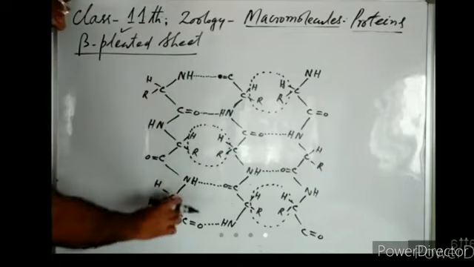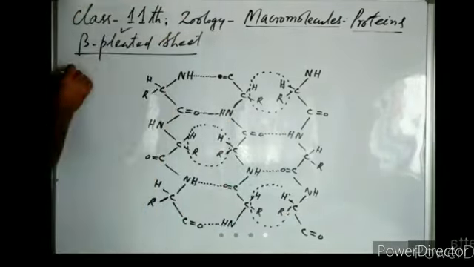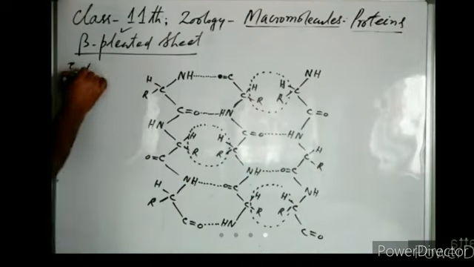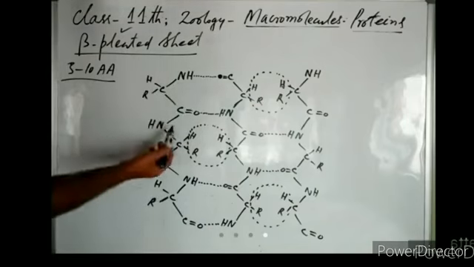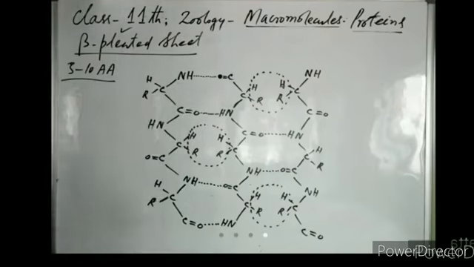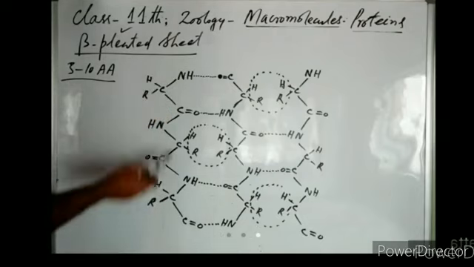This is one small peptide chain. This is another small peptide chain. This is another small peptide chain. There may be some 3 to 10 amino acids per chain. How many amino acids are present in this chain? Can you tell me?